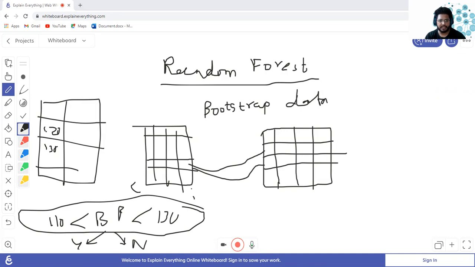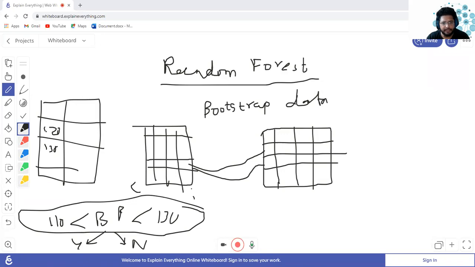So once you have the bootstrap data, then what do you do? We create a decision tree using the bootstrap data, but only using a random subset of variables or columns at each step. That means what?